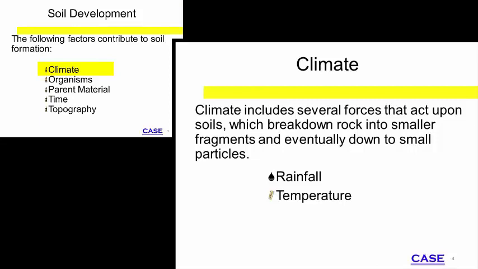Warmer climates speed up biological and chemical changes in the soil. You could expect to find very deep and well-developed soils in areas with both moderate rainfall and warmer temperatures.